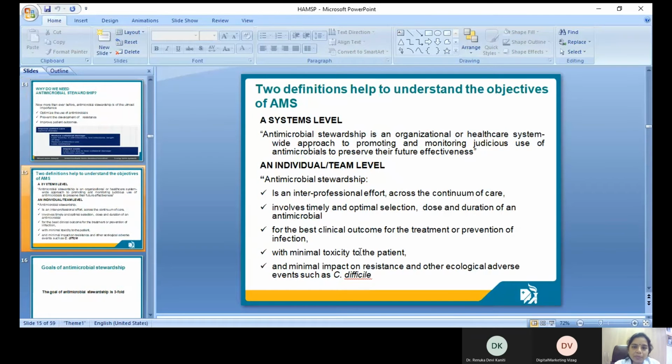The two main definitions to understand AMS are these. At the systemic level, antimicrobial stewardship is an organizational or healthcare system-wide approach to promoting and monitoring judicious use of antimicrobials to preserve their future effectiveness. At the individual or team level, AMS is an interprofessional effort across the continuum of care, involving timely and optimal selection, dose and duration of an antimicrobial for the best clinical outcome with minimal toxicity and with minimal impact on resistance patterns.